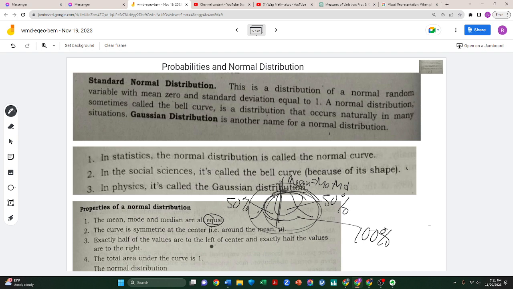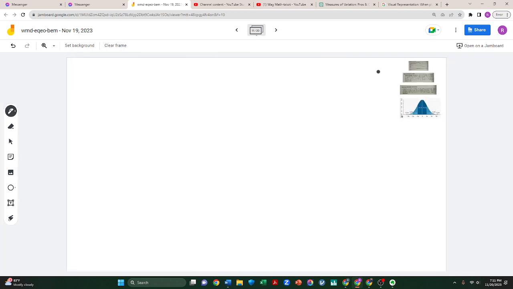Number 4, the total area under the curve is 1. The total area under the curve is 1, which is 100%. Okay? But before that, let us know what a probability is.